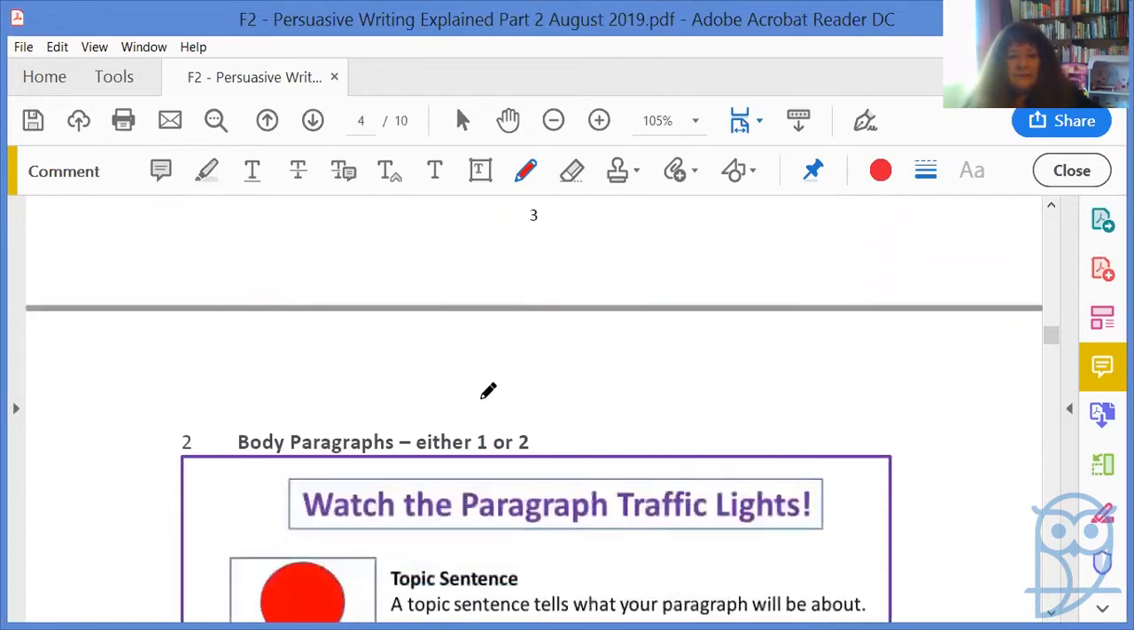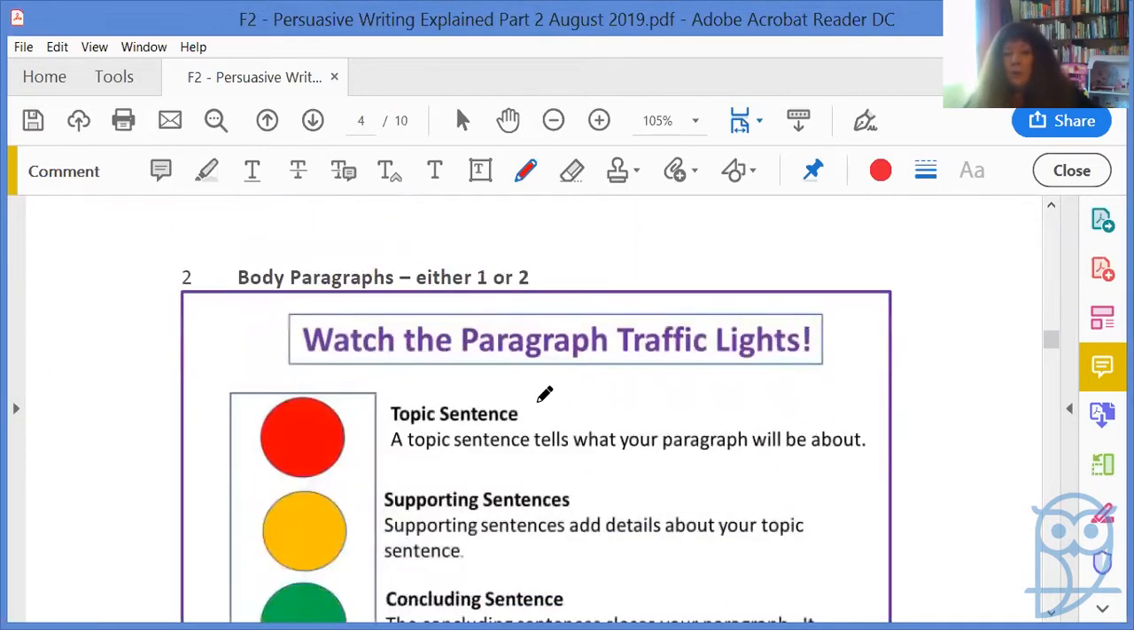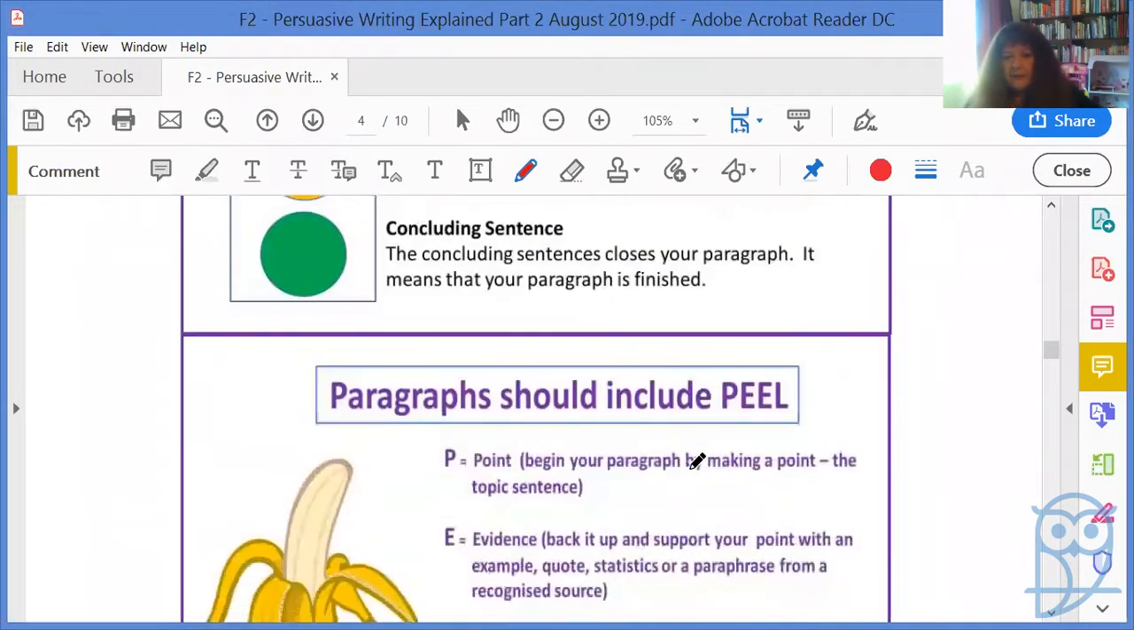Thank you. Right, remember body paragraphs, what we said about them? Watch the paragraph traffic lights. Topic sentence tells you what your paragraph will be about. Amber, supporting sentences add details about what you said. Concluding sentence closes that paragraph.